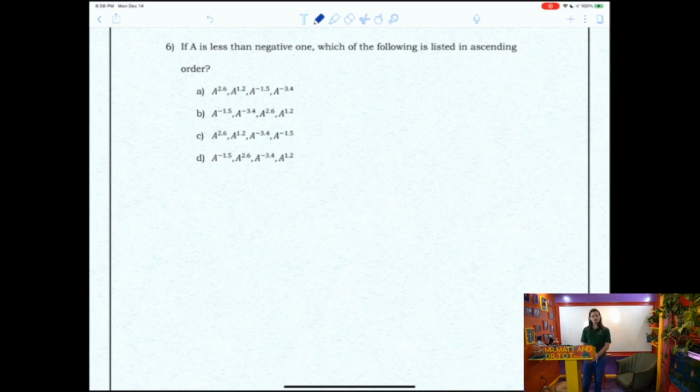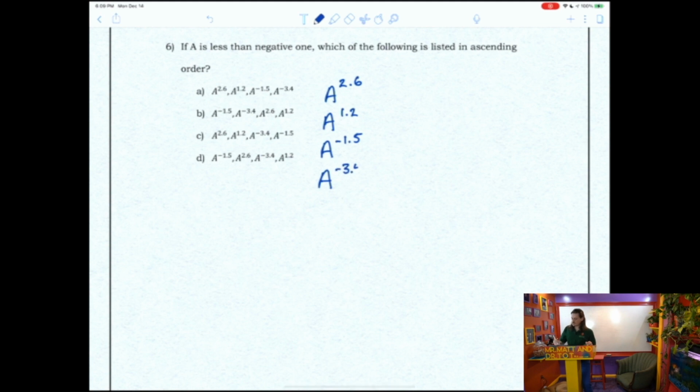So first of all, since we're dealing with rather irregular exponents, and we're not asked to evaluate their exact numeric value but to put them into relative rankings, we don't really need to know their exact value. To solve quickest, it might be easier to approximate with easier-to-work-with exponents. So let's look at these individually: a to the 2.6, a to the 1.2, a to the negative 1.5, and a to the negative 3.4. I'm going to round.